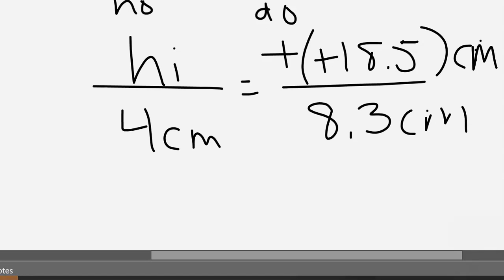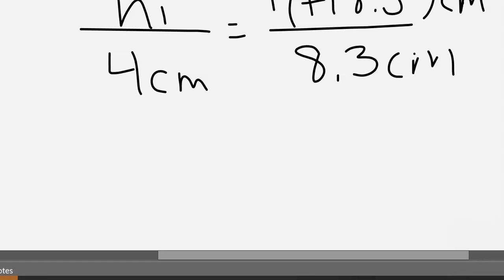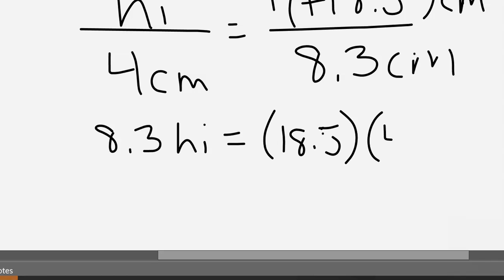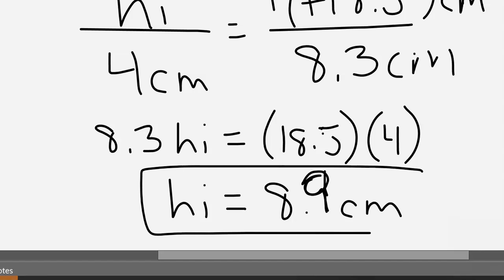Okay, so we have this. You can do some cross multiplication if you would like to, or however you would like to solve this. I think I did cross multiplication. So I did 8.3 times HI is equal to 18.5 times 4. And I ended up with an HI, a height of my image, of 8.9 centimeters. Okay, so let's double check with our ray diagram to make sure that that checks out.